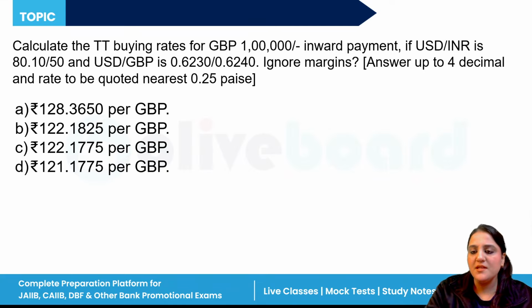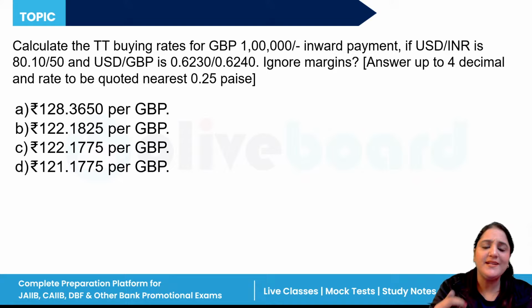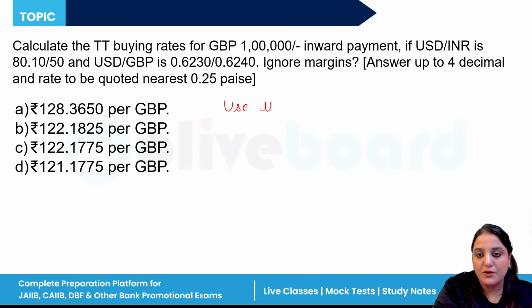If we see how to calculate the cross rate here, we have to understand the transaction first, since it is an inward remittance. So bank is buying British pound and giving INR, right? So we need to calculate the TT buying rate for British pound in INR. First, we have to use the cross rate formula.